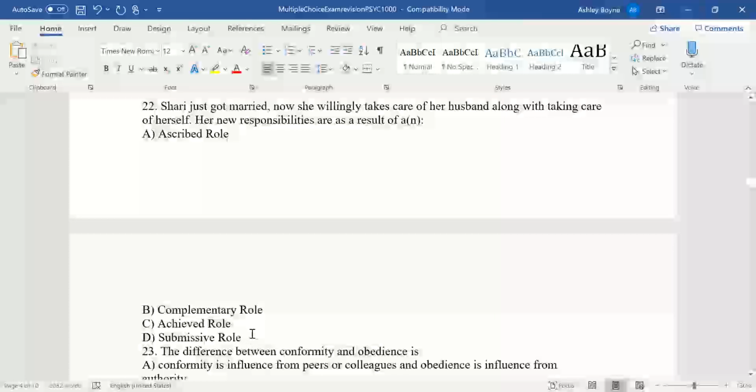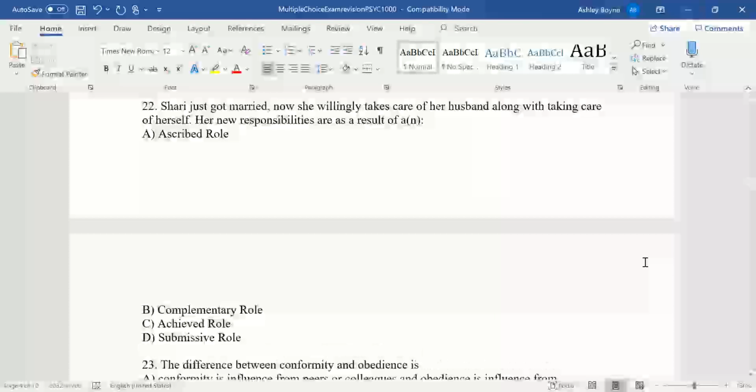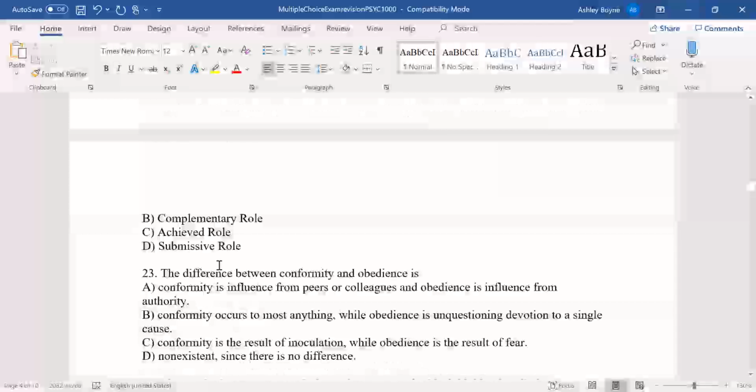15. No, 15 is, what is 15? 15 is C. Individuals should be studied in their natural settings. Okay. So we are at number 18.